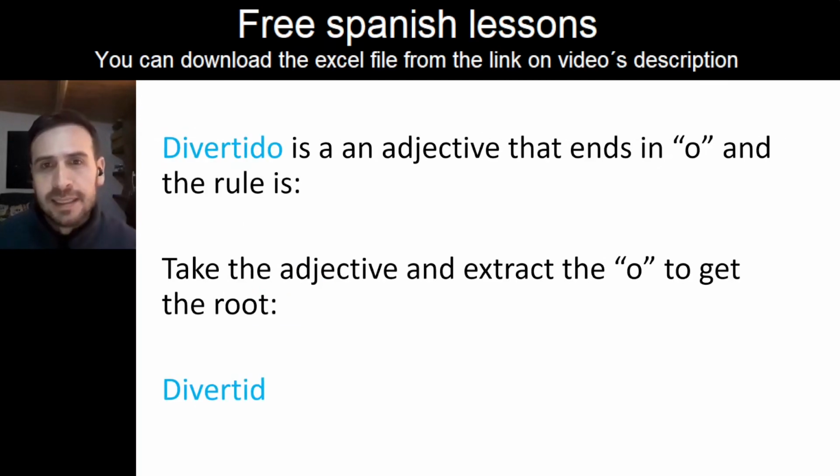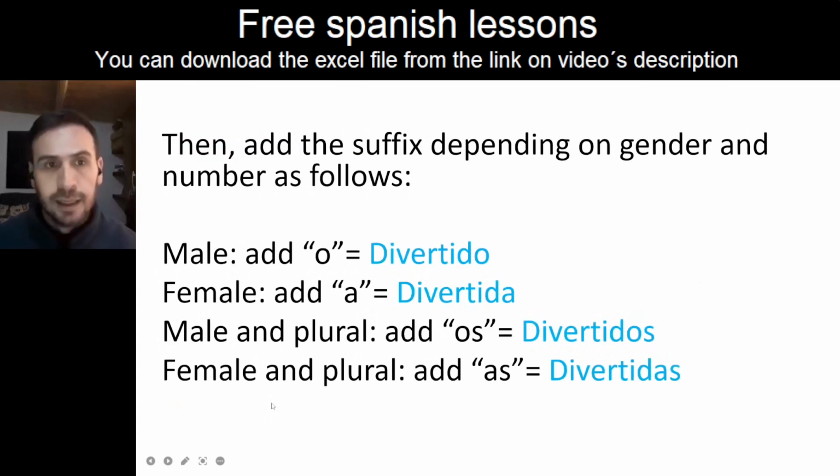Divertido is an adjective that ends in O, and the rule is take the adjective and extract the O to get the root. So the root of divertido is divertid. Then add the suffix depending on gender and number as follows.